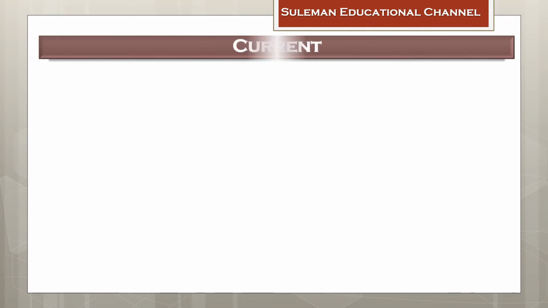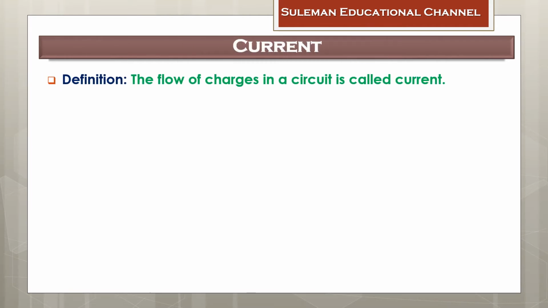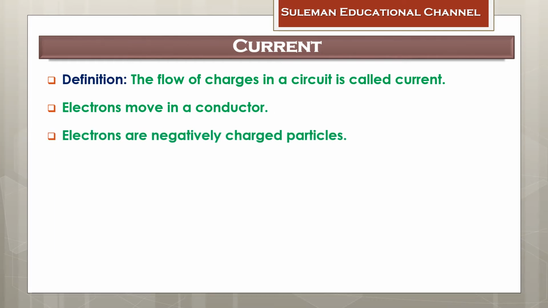Now we will discuss current. Current is defined as the flow of charge in a circuit. Keep in mind that electrons move in a conductor. Electrons are negatively charged particles. So the flow of electrons, which are negatively charged particles, in a circuit is called current.